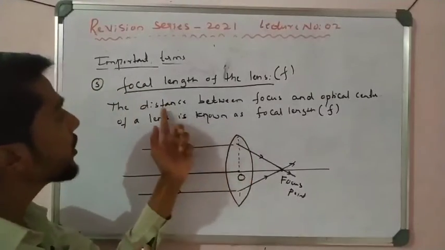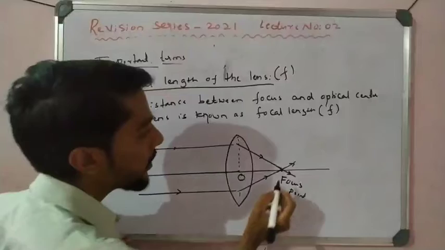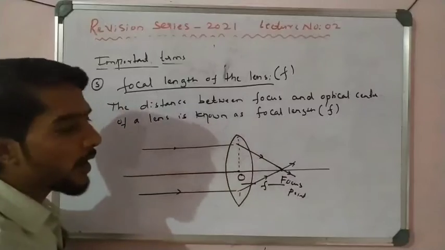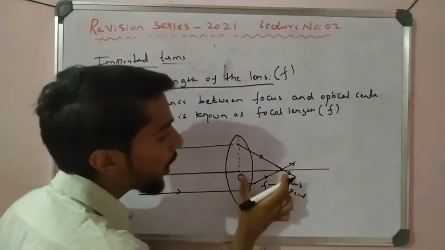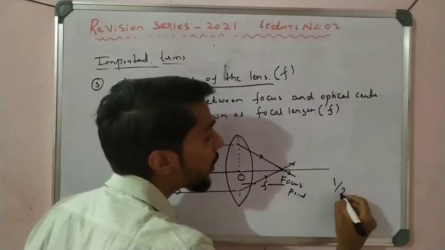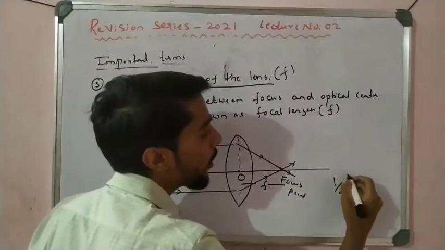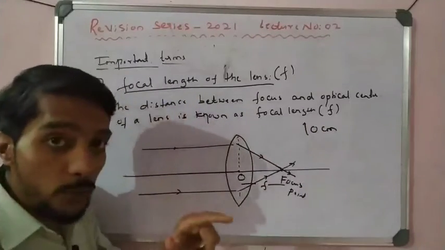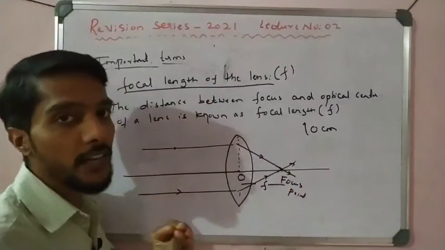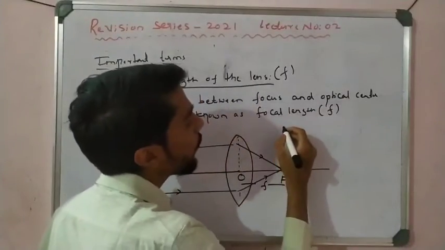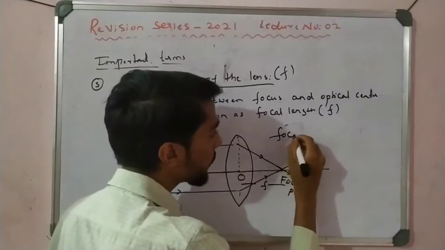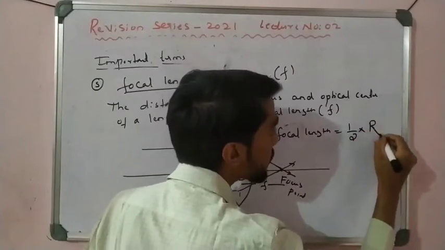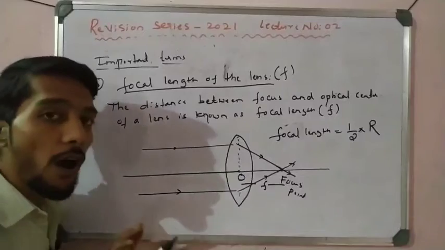Now see the definition: the distance between the focus and the optical center is called the focal length. Also remember that this focal length is half of the radius of curvature. If the radius of curvature is 10 centimeter, what is the focus point? The focus point is at 5 centimeter. How is the formula? Remember, focal length is half of the radius of curvature.